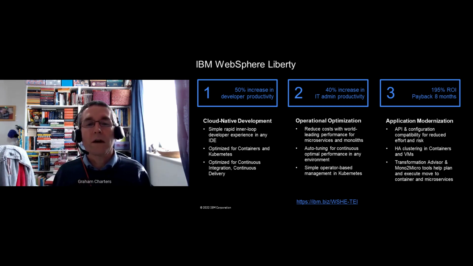On the operational side, I talked about the skills gap. One of the things we've done is we provide a full level 5 capable Kubernetes operator for Liberty that greatly simplifies the deployment and management of applications running on Liberty in a Kubernetes and container environment. So this helps reduce that skills gap. It also reduces the complexity, and it reduces the risk of introducing problems through your deployments.